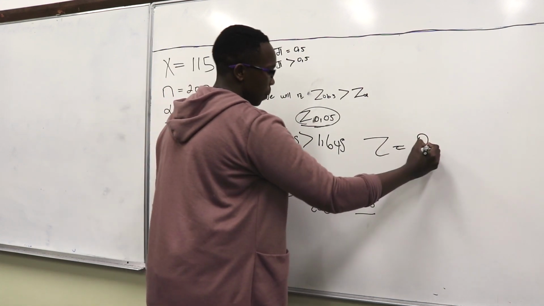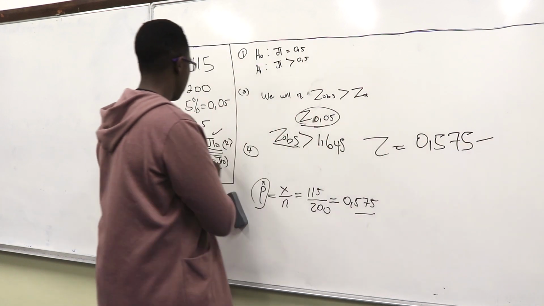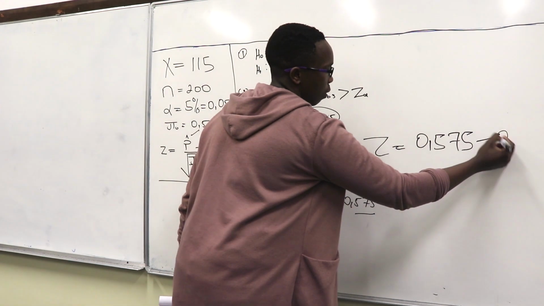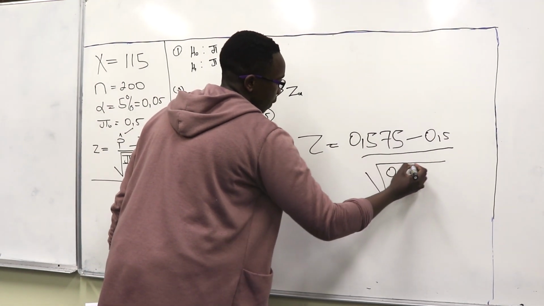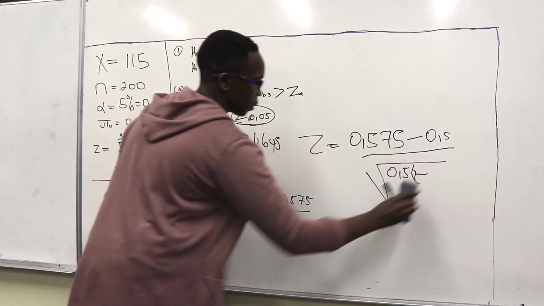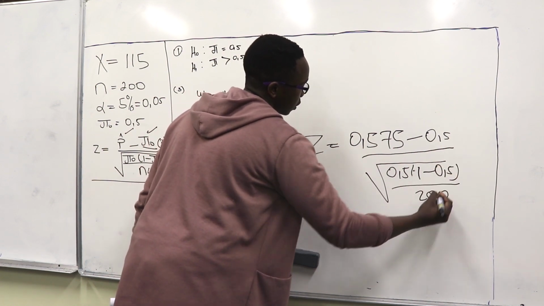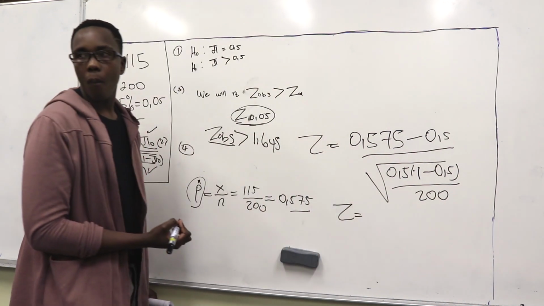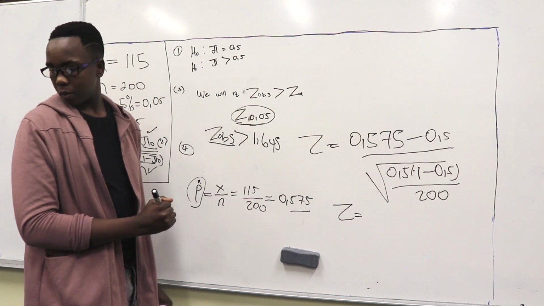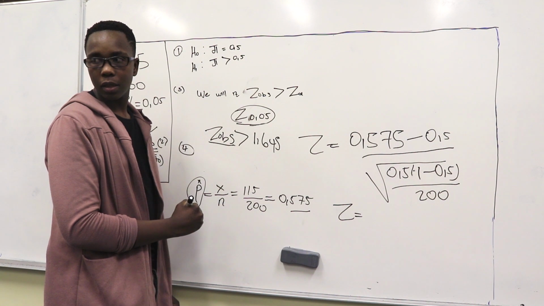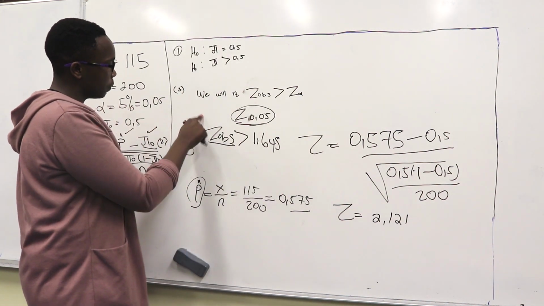So the p naught, it's the p hat, 0.575 minus our pi, which is 0.5, over the square root of 0.5 times 0.5 over 200, and then the Z is, I think it would be 2.121. Yeah, it's 2.121.